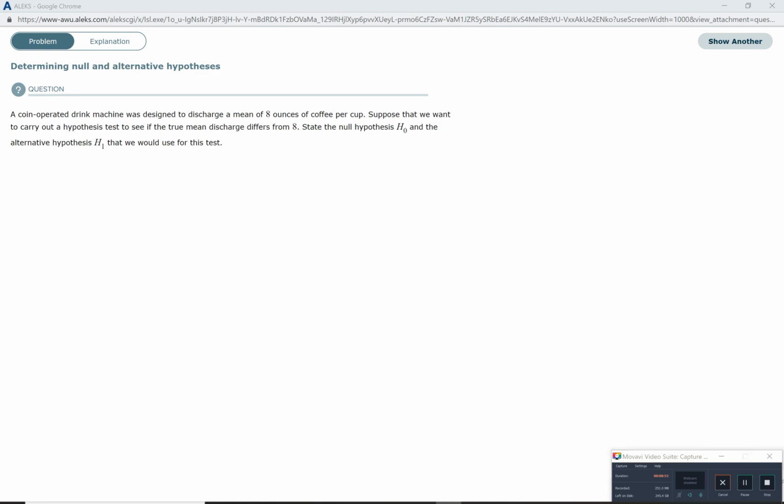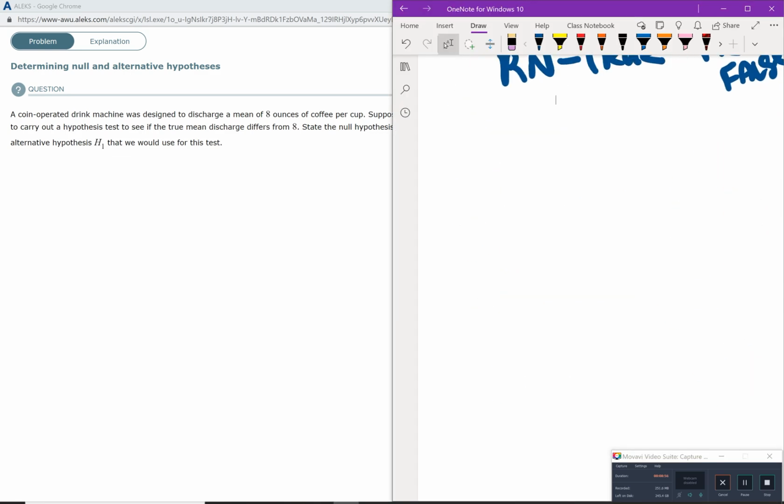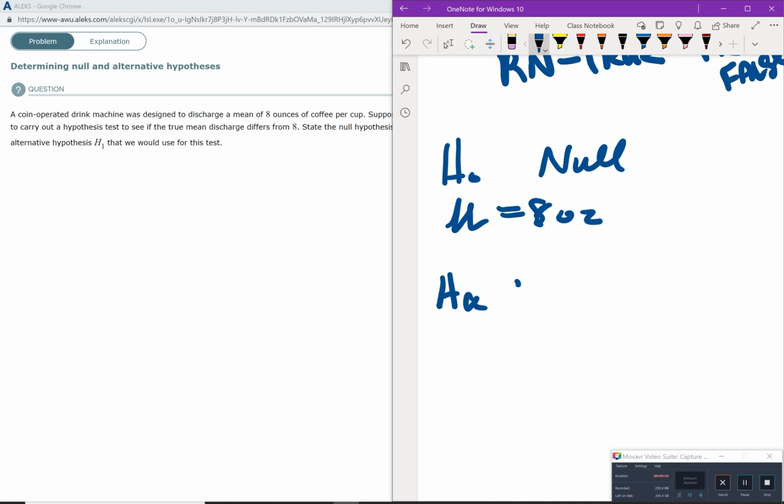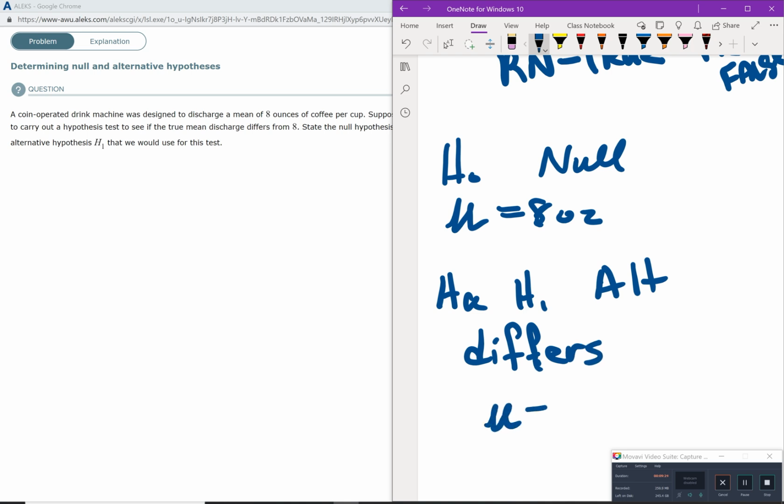So you would write for this one, mu is equal to 8 ounces. That's your null hypothesis. That's your H0 or your null, right? HA, or the alternative, which is also known as H1. So this is the alternative. Because it says differs, whenever you see the word differs, there's no greater than, no less than. So that means that the hypothesis is mu is not equal to 8 ounces. Could be less than, could be more than, we don't know. All right, let's take a look at the next question.